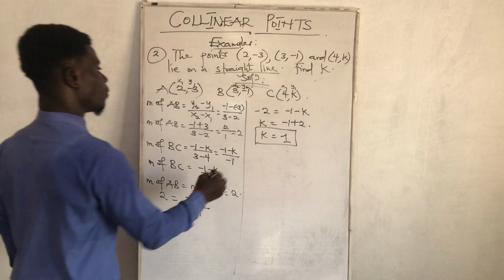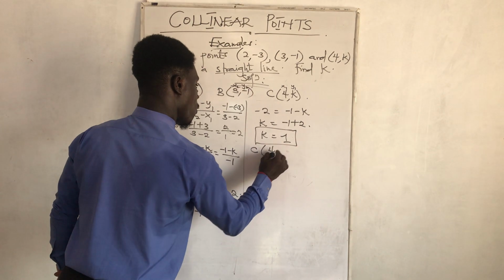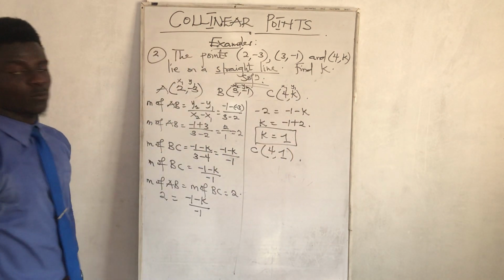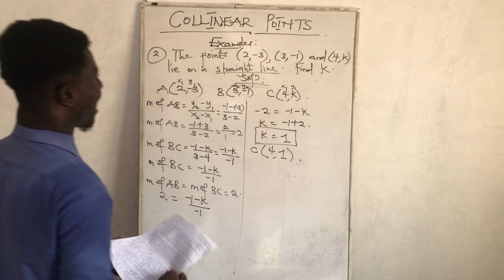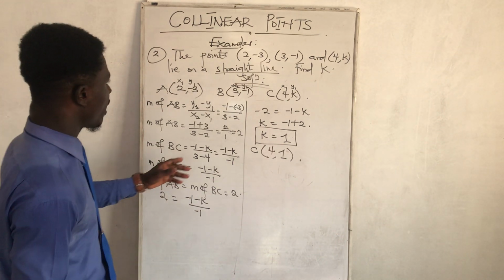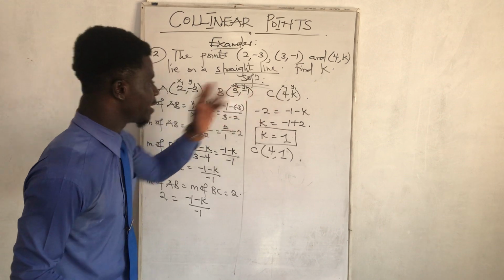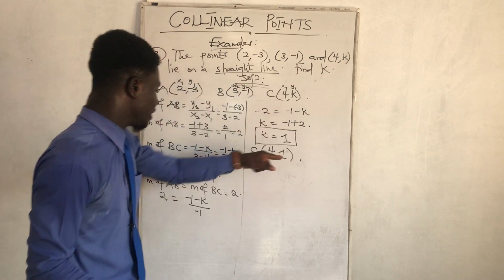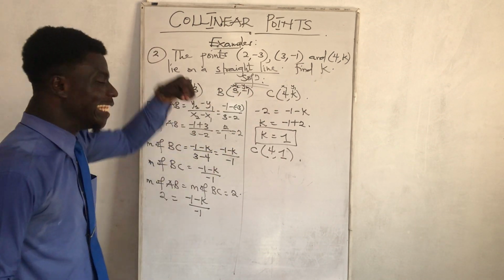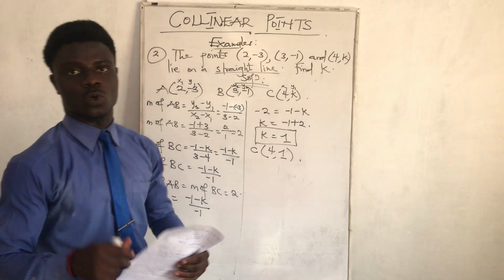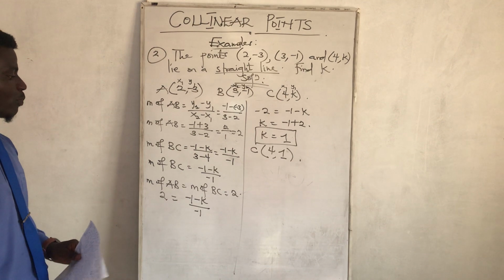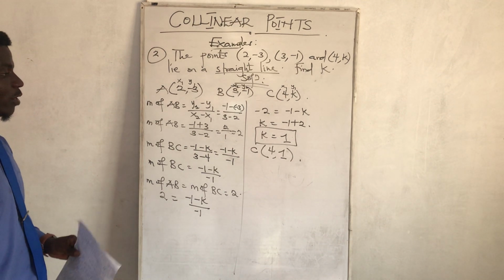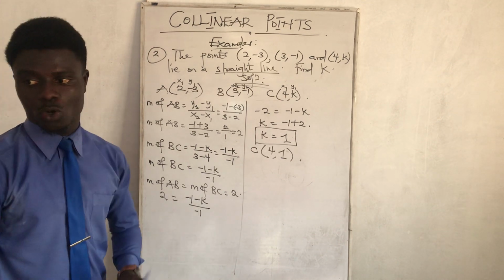So I can say that point C is (4, 1), with k being equal to 1. We can verify by checking the gradient of BC. When you get the gradient of BC to be 2, then indeed the value of k is 1. Very, very simple. So watch it very carefully.